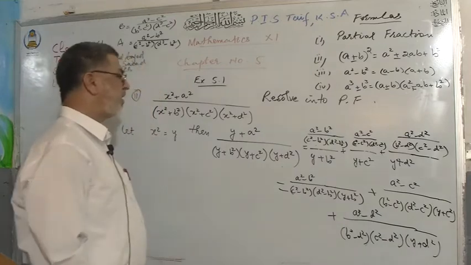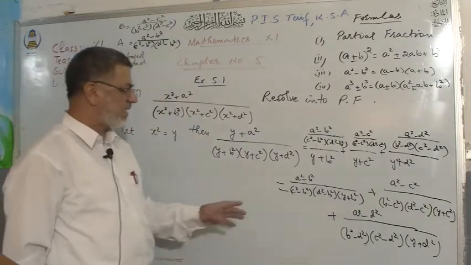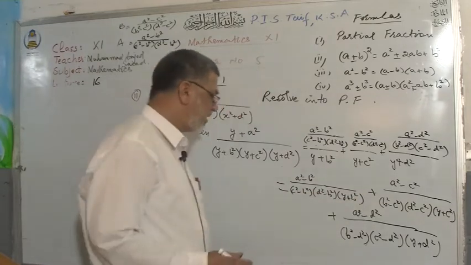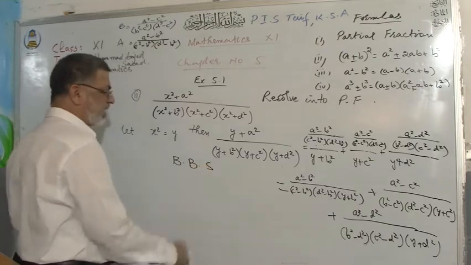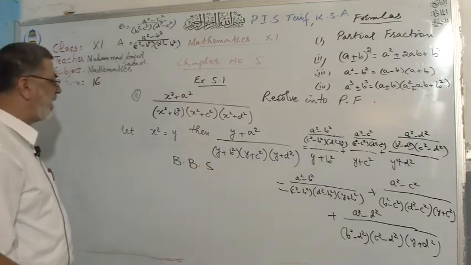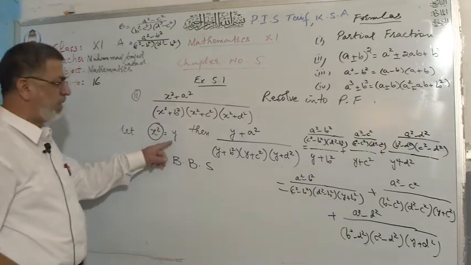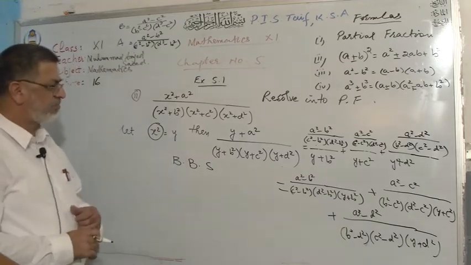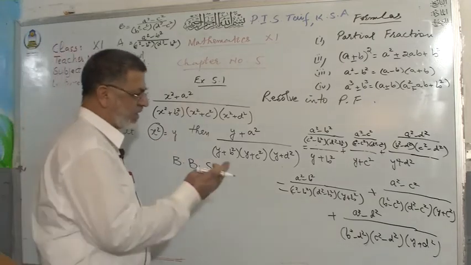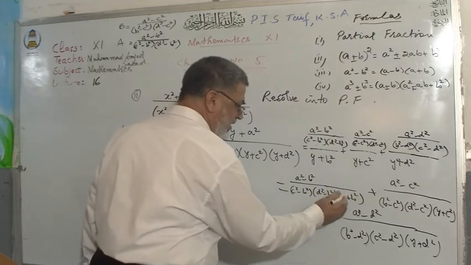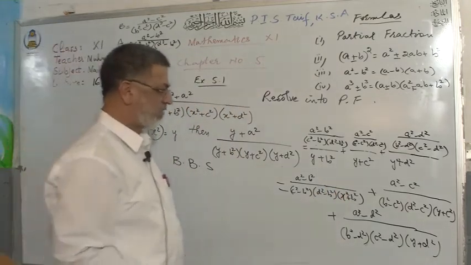Dear students, your question was in terms of x. Here you got the answer in terms of y. So by backward substitution you will apply x square in place of y. Now I can write down here, y is replaced by x square.